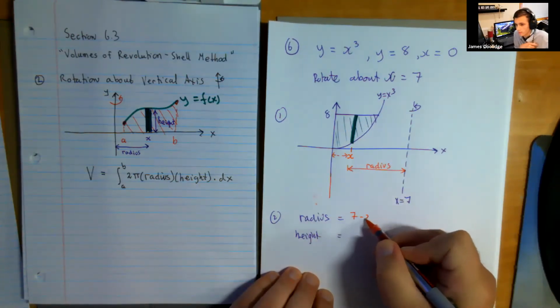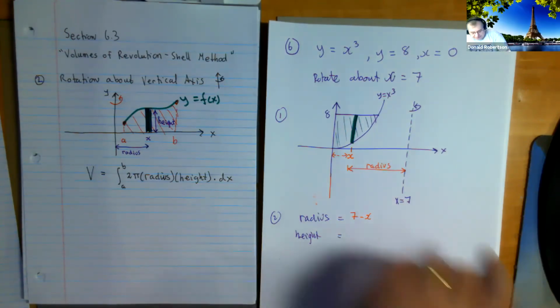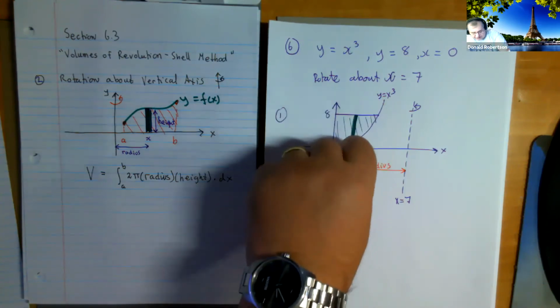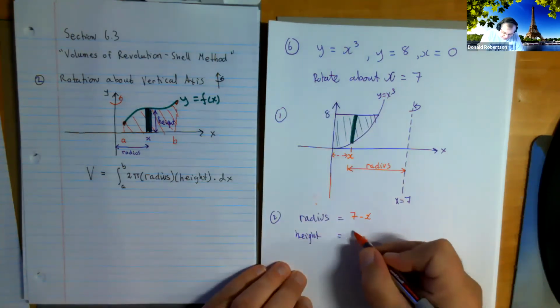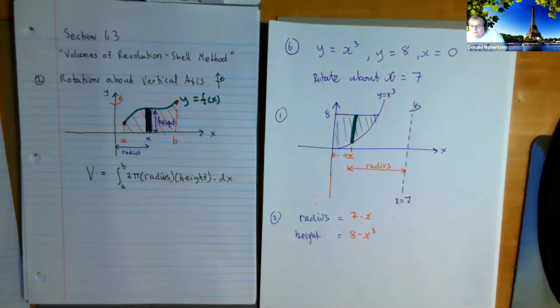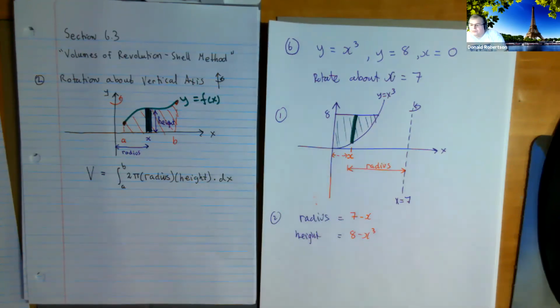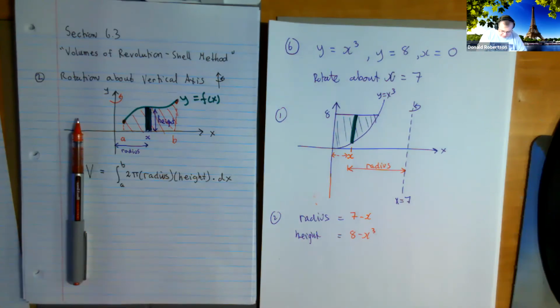7 take away x. You agree? Now the height of that rectangle, isn't this guy 8? Isn't this guy y equals x cubed? Basically the height, unless it's a very simple shape, isn't it going to be the top guy take away the bottom guy using x's? And the top guy here is a number and the bottom guy is a curve using x's.